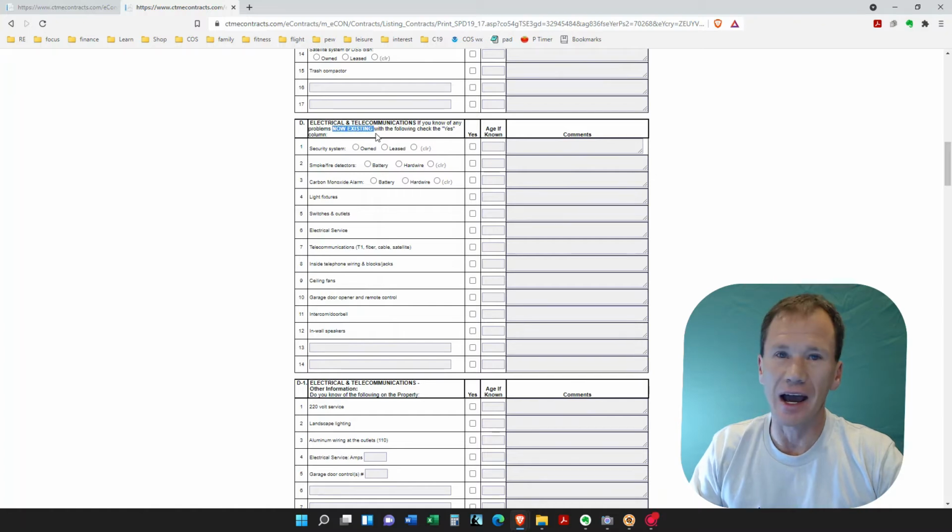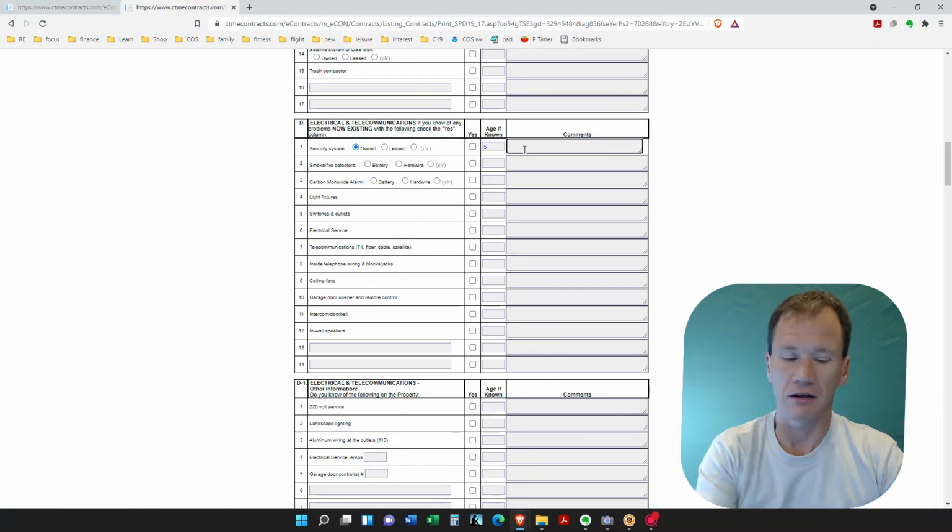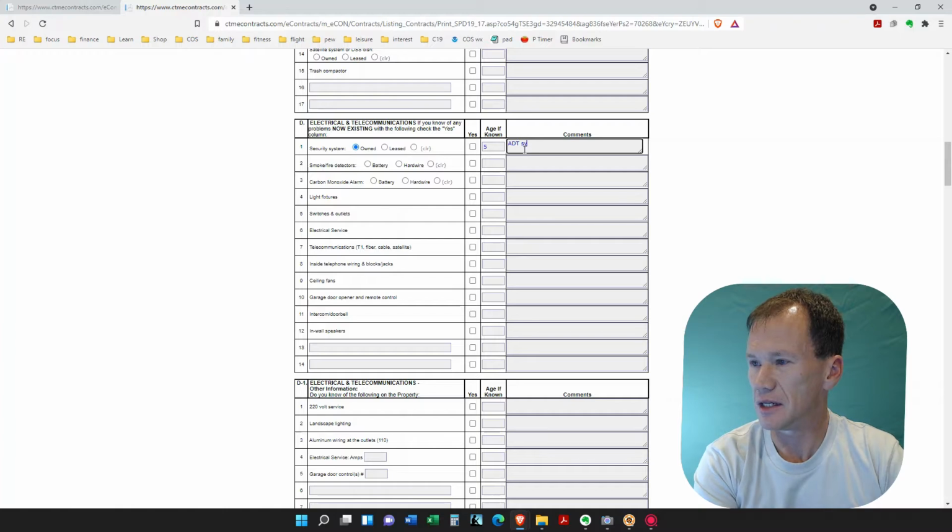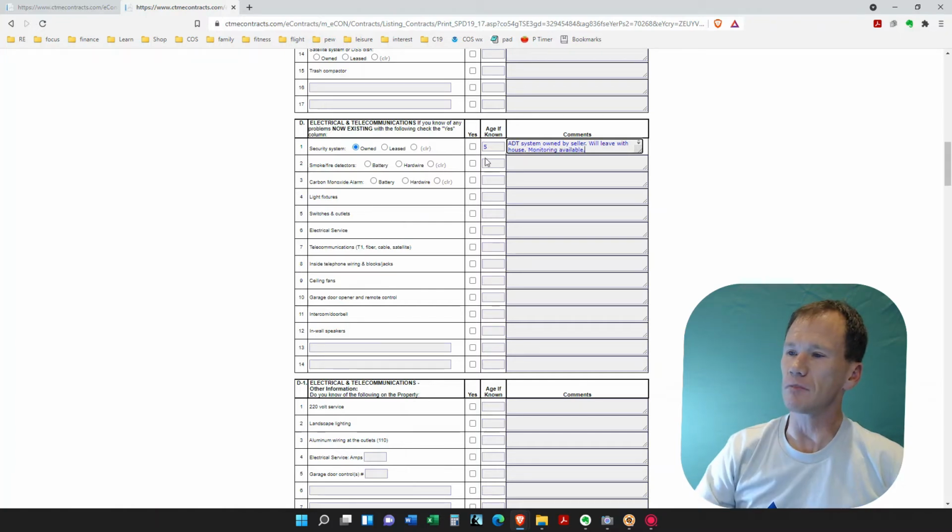Problems now existing. So, is there a security system? Is it owned or leased? Age if known. This yes is for problems, right? So you have a security system. Let's say I've got a security system on this house. I own it. There's no problems with this. I'm not going to check yes. 5 years ago, I did all this work on the house. And I'll just put on there that it's an ADT system owned by seller, will leave with house, monitoring available.